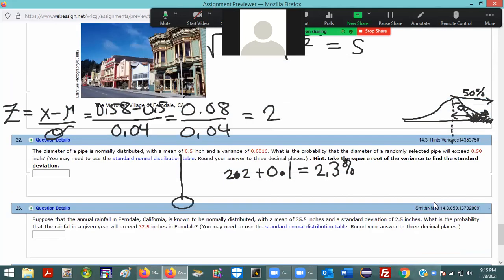That gives us, are we done? Probability. So probability wants us to do 0.023, 0.023 for 2.3%, right? 0.023.